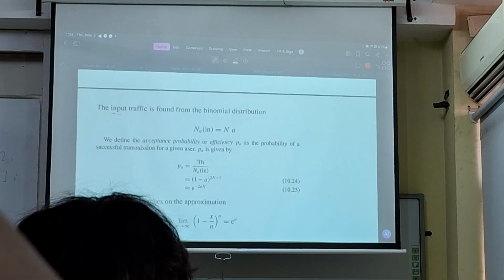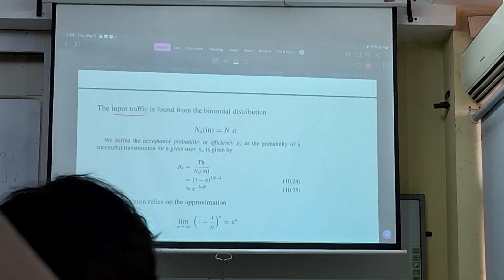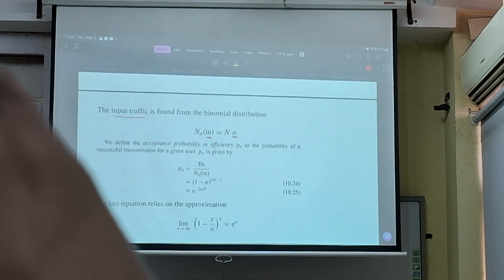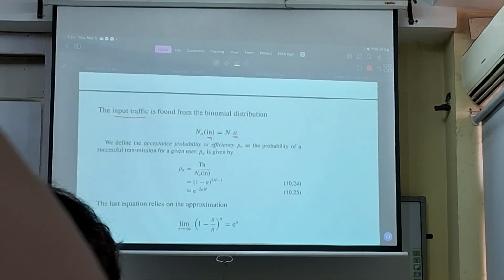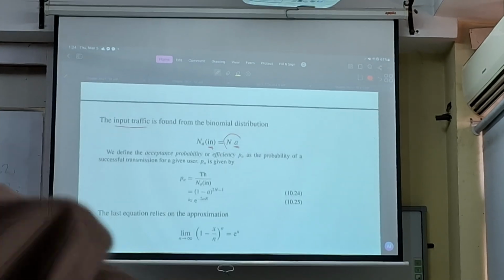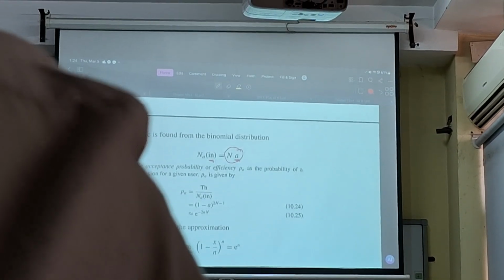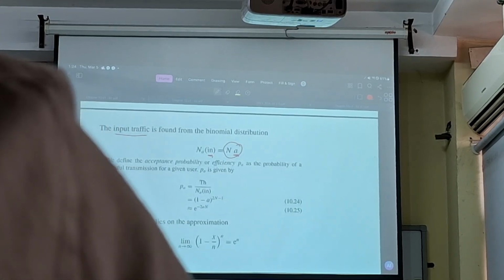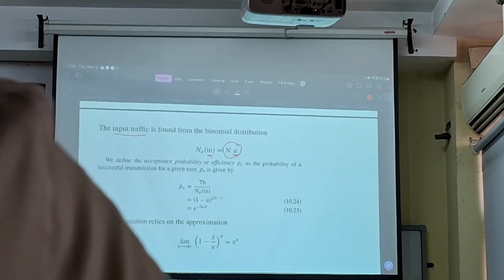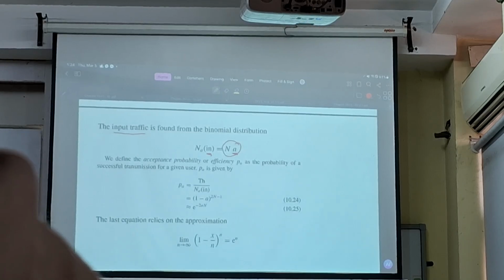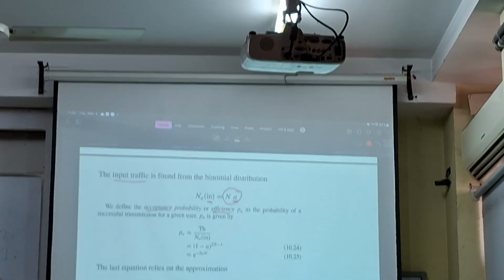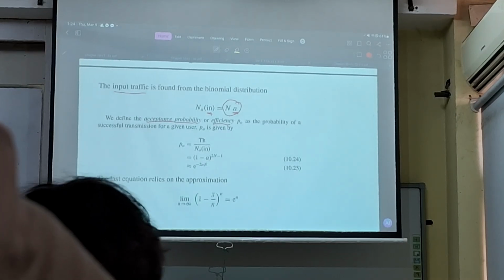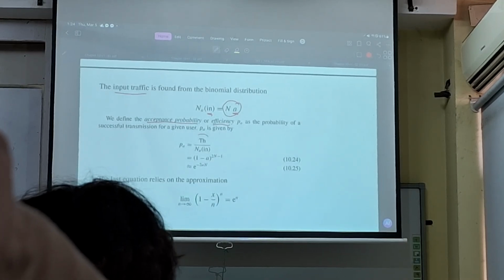The input traffic or the network load is defined as follows: a single station has a transmission probability A, and there are N stations. The total loading of the network will be N times A. Now, what is the probability that it is successful? That is defined as the efficiency or acceptance probability. What is the fraction of accesses that are successful? This is found by this equation.